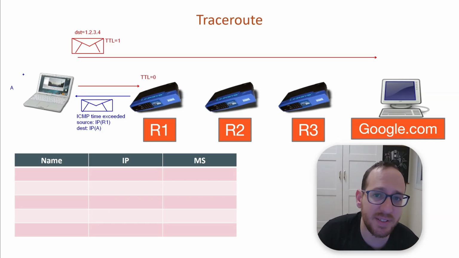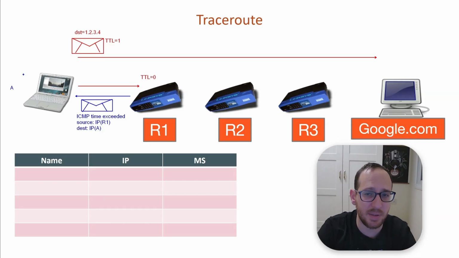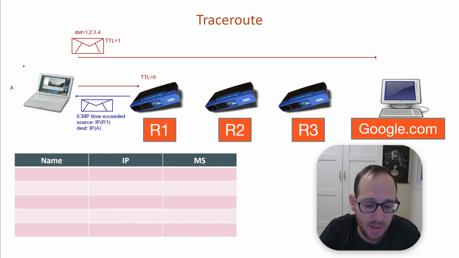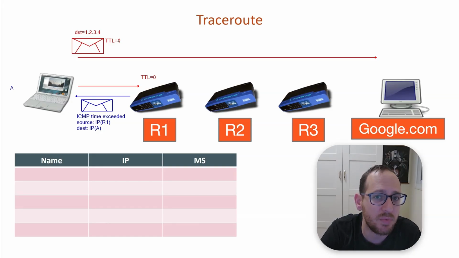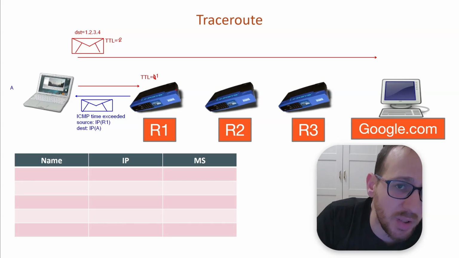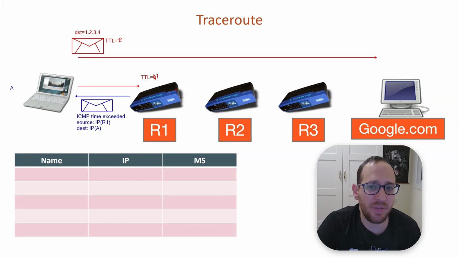How are we going to find R2? Indeed, we'll send a very similar packet, but instead of writing 1 here, we'll write 2. So we send the packet with a TTL of 2. When R1 receives it, it decrements the TTL to 1, and then it sends the packet on with the TTL of 1.